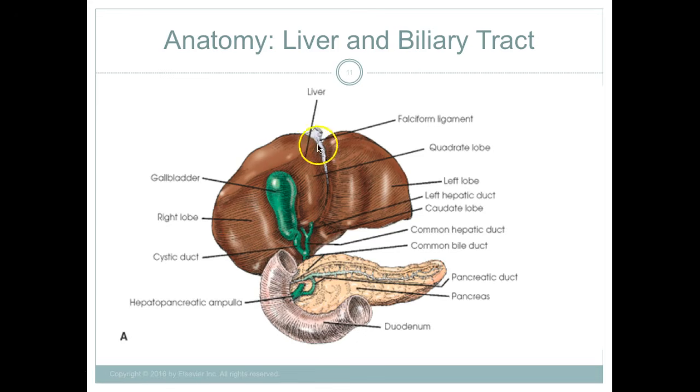Here's another picture of the falciform ligament with your quadrate lobe with your left lobe, and you have your common hepatic duct here, and then you have your common bile duct down where the two join in after your cystic duct. This is your pancreatic duct with your pancreas, and you have your ampulla of Vater here.